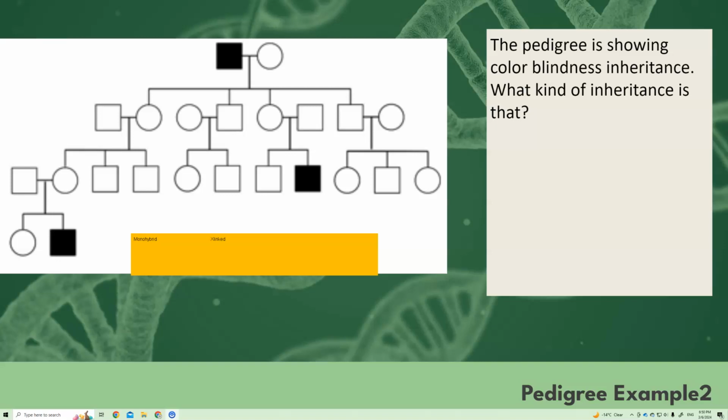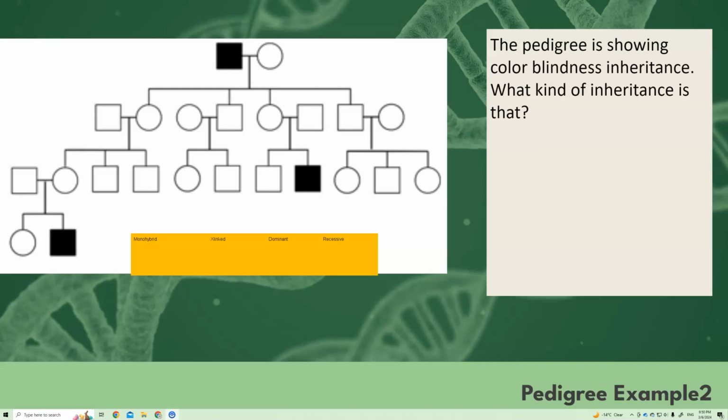Now what we need to do is look at this pedigree and decide, is this pedigree showing us a monohybrid inheritance or an X-linked inheritance? That's what this question is asking. Color blindness, what kind of inheritance is that? Along with this learning, we have also learned terminology called dominant and recessive, meaning big letters and little letters. So when we talk about inheritance as a whole, we are talking about whether something is inherited through one trait or on the X chromosome, and is it inherited with big letters or little letters? So let's do this example together.